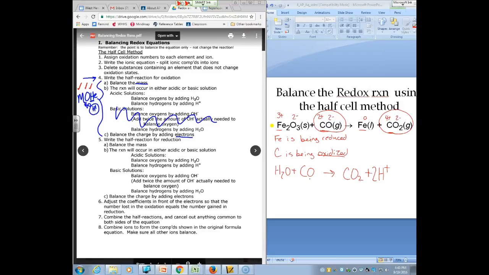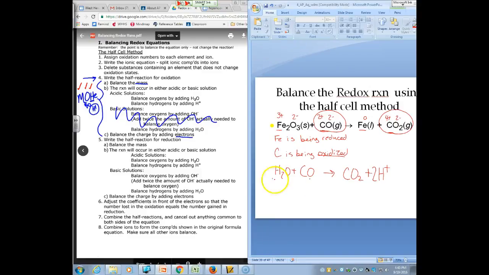Now I need to balance electrons. So the charge on both sides has to be equal to each other. They don't always have to be equal to 0, but they have to be equal to each other. So I have 2 neutral compounds here on this side for a total charge of 0. On this side, I have 1 neutral compound, which is carbon dioxide, and I have 2 positives in the form of that 2H+. So I have a total charge of 2 on this side.